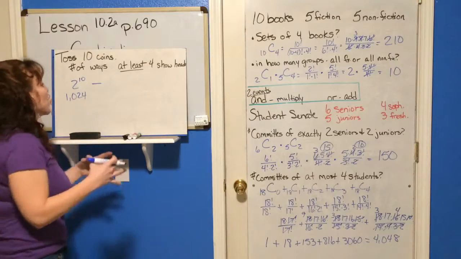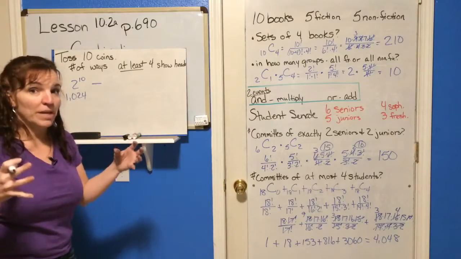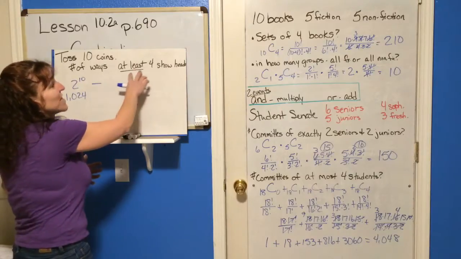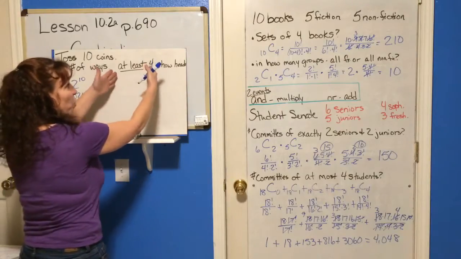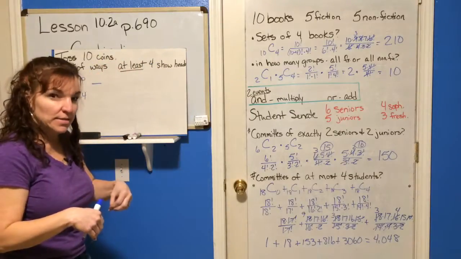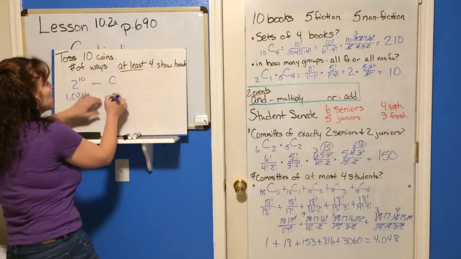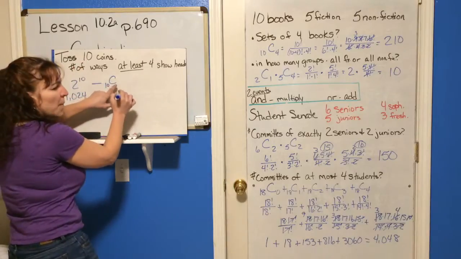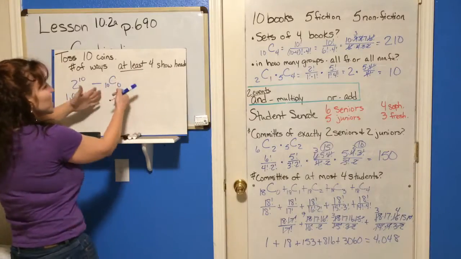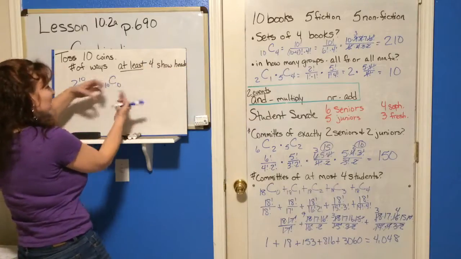All right, so now we're going to take those total possible combinations and subtract off the times that there were 3 or fewer heads. Is that making sense? Am I totally crazy? So I want the combination of 10 taken 0 at a time, because we want to start at 4, so we didn't include the 0.